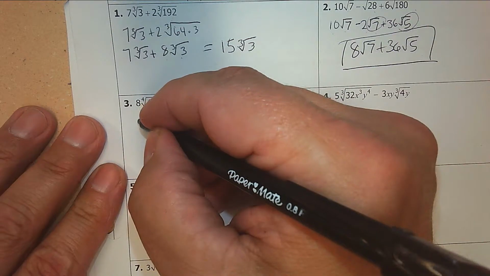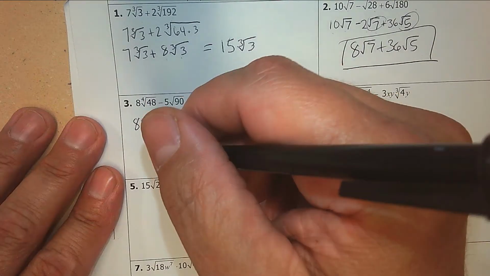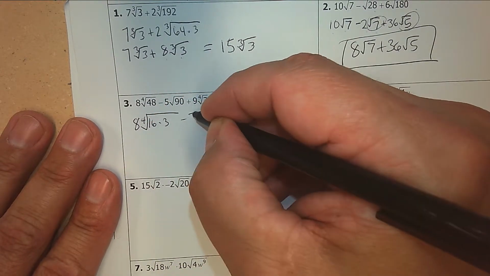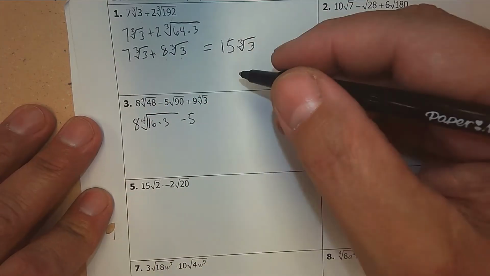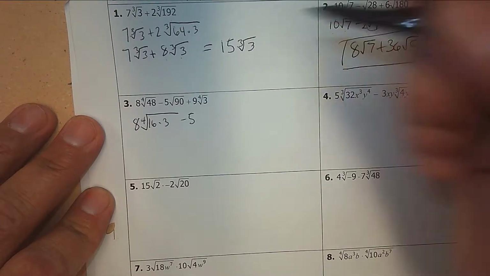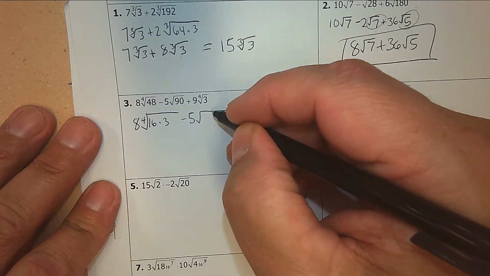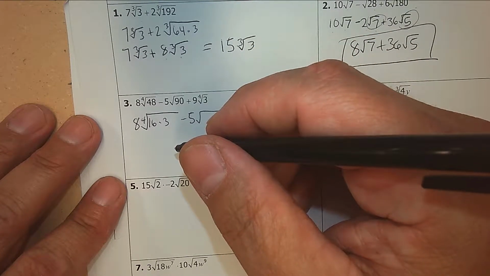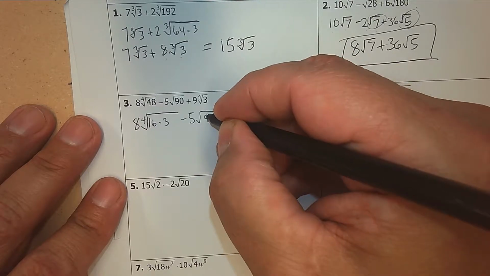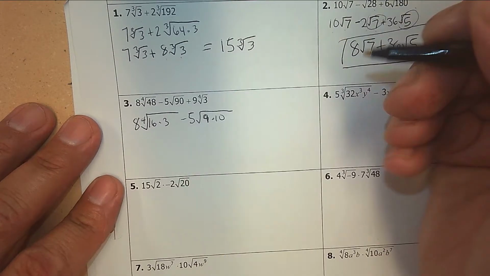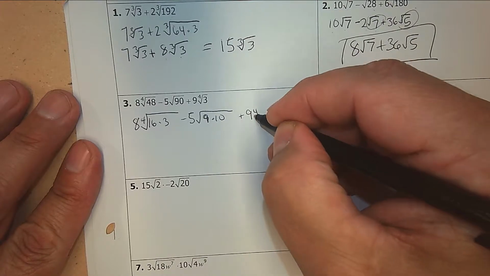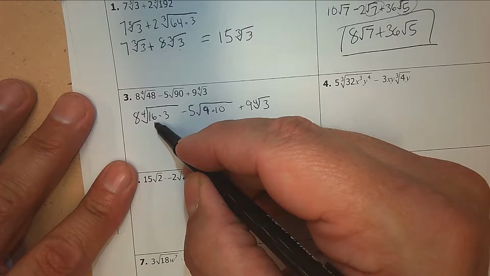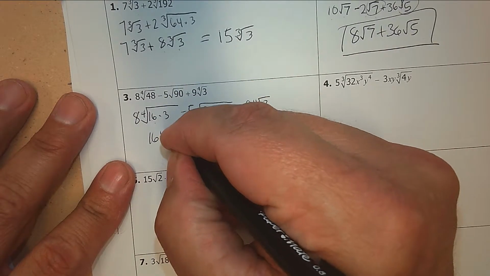Fourth root of 48. So that's 16 times 3. The square root of 90, what is that? 9 times 10. Just that little brain fart. 9 times 10. There it is. And the last one's prime. So the fourth root of 16 is 2, times 8 is 16, and the fourth root of 3.